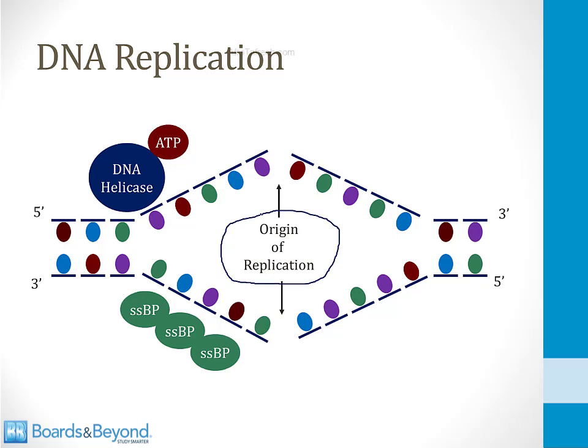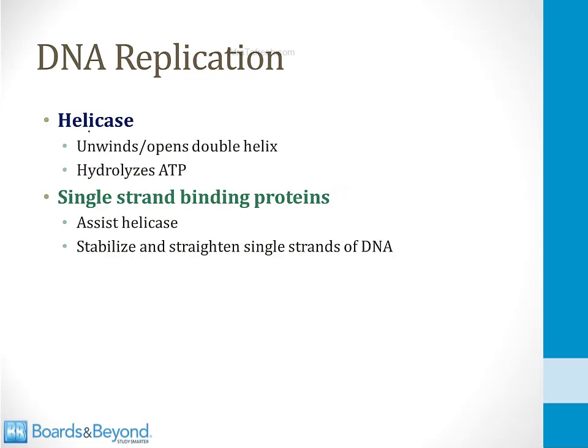The enzyme that separates or unwinds the double strand of DNA is called DNA helicase. It requires ATP to carry out this role. And then there are other important players in separating the two strands called single-stranded binding proteins. They stabilize the single strands of DNA for DNA replication. And I've summarized these points on this slide here.